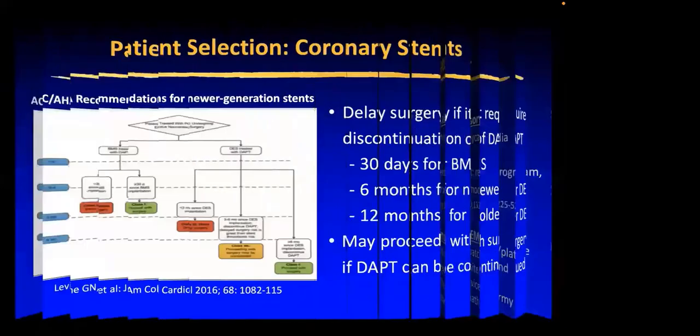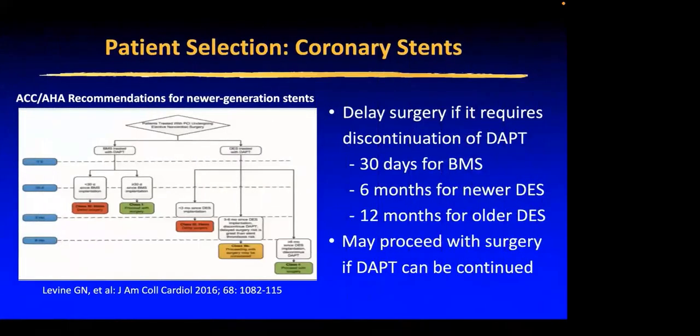Another patient population of controversy is patients with coronary stents. The ACC/AHA guidelines suggest that delay of surgery is required if a patient is on dual antiplatelet therapy, which typically is for 30 days for patients with bare metal stents, 6 months for patients with newer drug-eluting stents, and 12 months for patients with older drug-eluting stents. Overall, if the patient is not on dual antiplatelet therapy, then that patient is suitable for a surgical procedure.